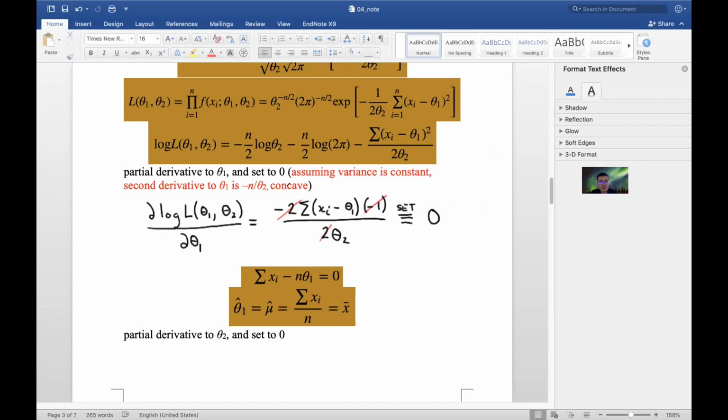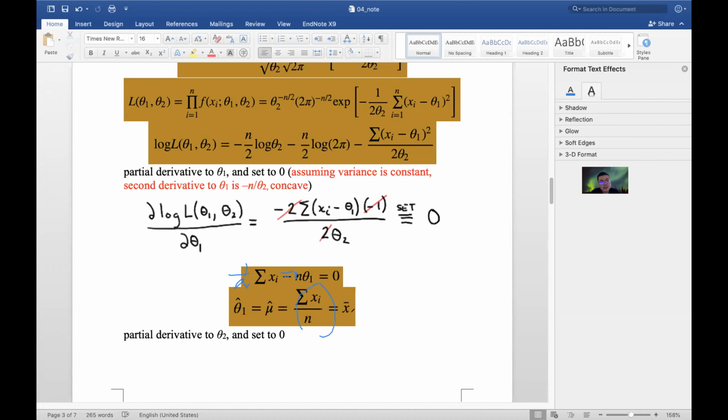If we consider the summation from i equal to 1 to n, this is n theta 1 minus the sum of x, where x has superscript i. If we set this equal to 0, basically we say these two are equal, or we divide by n and say that theta 1 equals the mean value.